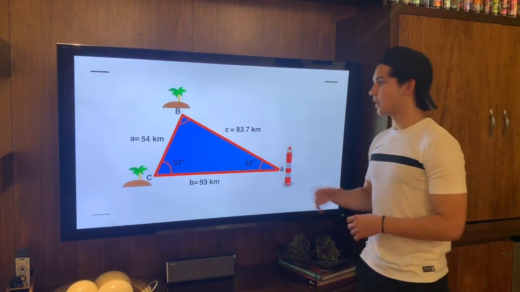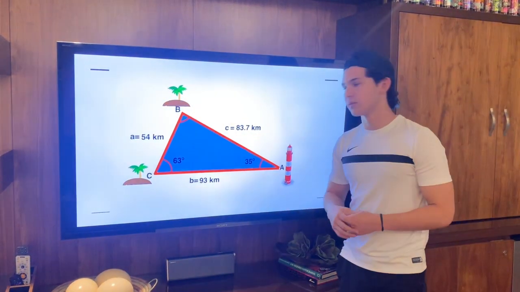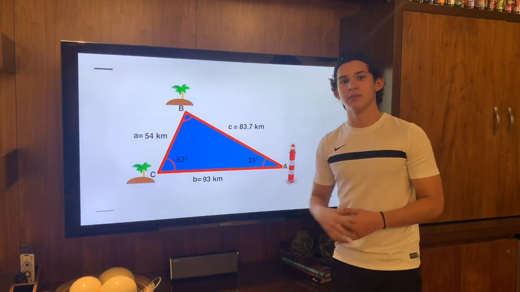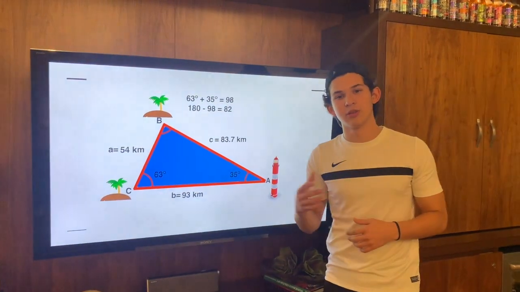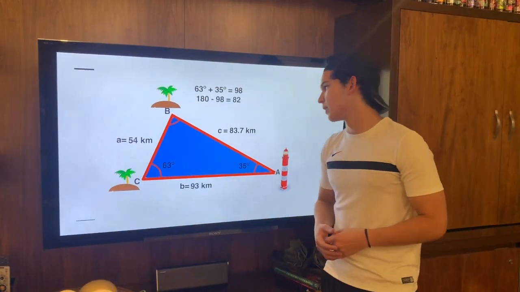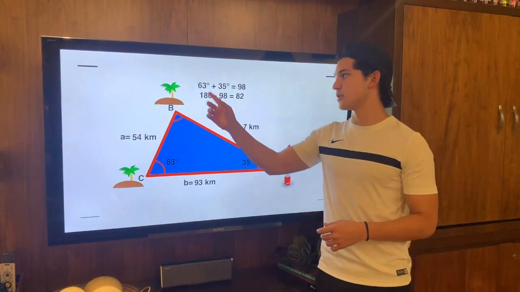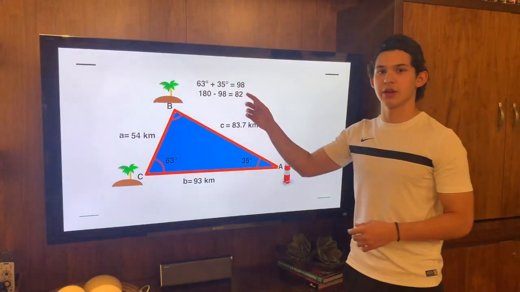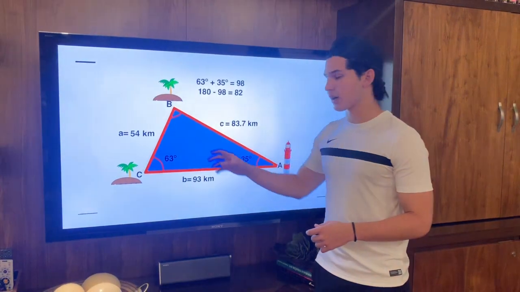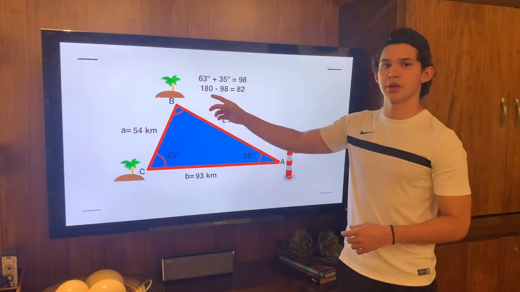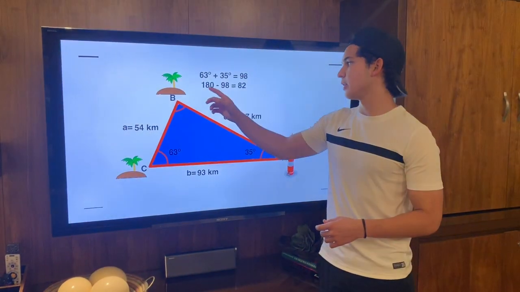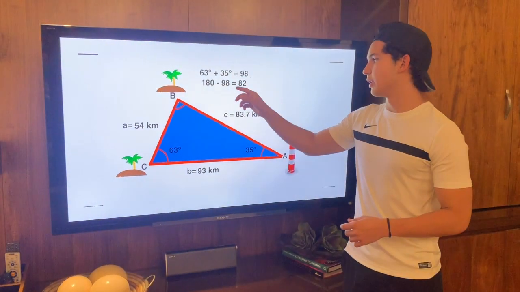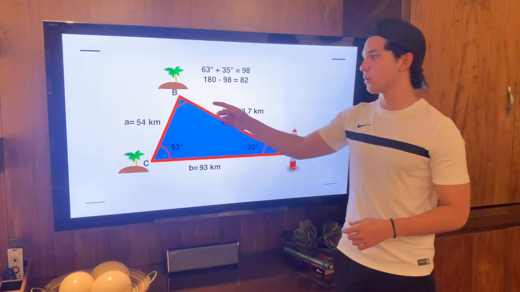Then we can see that our oblique triangle is almost completed. We're only missing angle B. Finally, we need to get angle B. We add up angle C and A, which is 63 plus 35, giving 98. All angles added up need to give 180. So we did 180 minus 98 equals 82. So we already found our angle B.